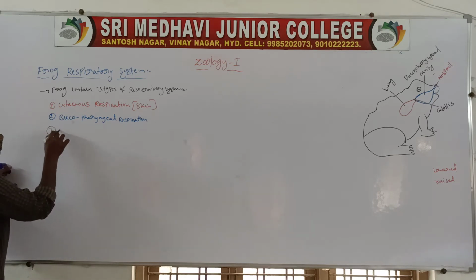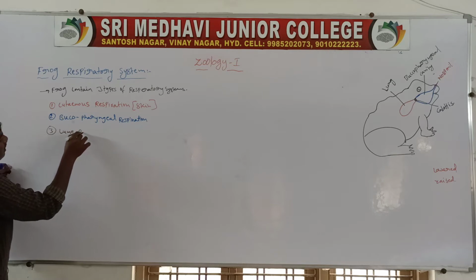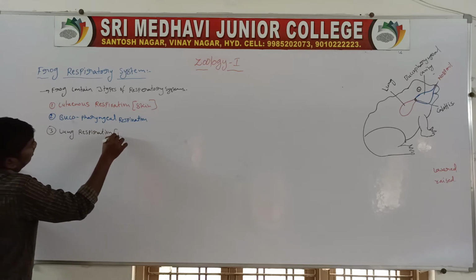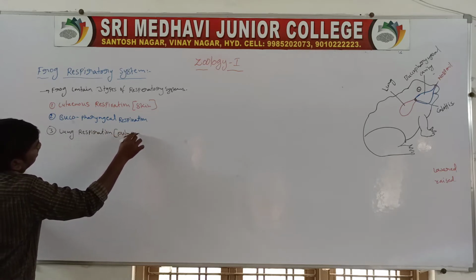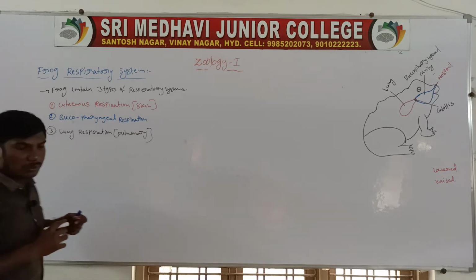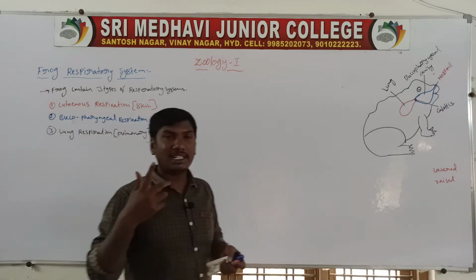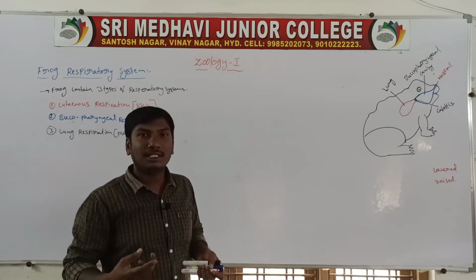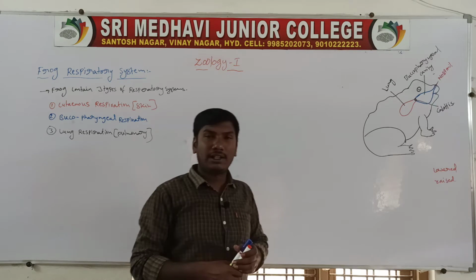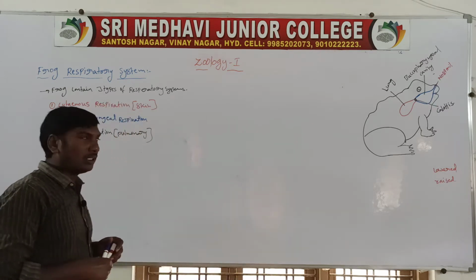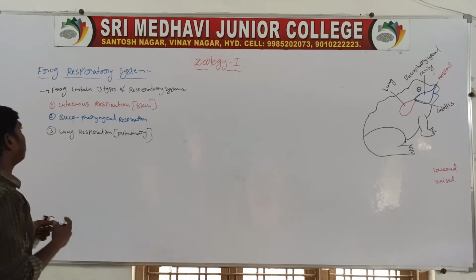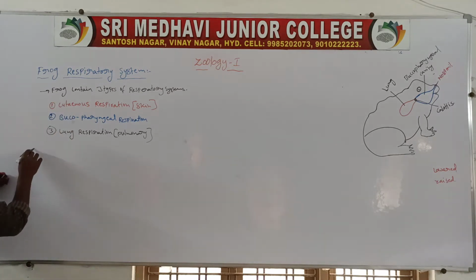So they are the three types of frog respiratory system. Skin respiration means cutaneous respiration. Second one, buccopharyngeal respiration. Third one, lung respiration or pulmonary respiration. First one, skin respiration.